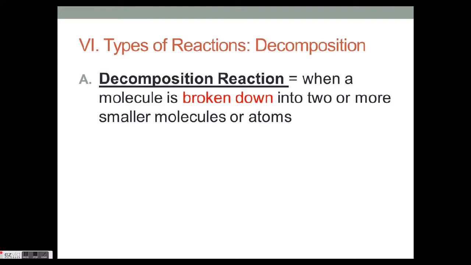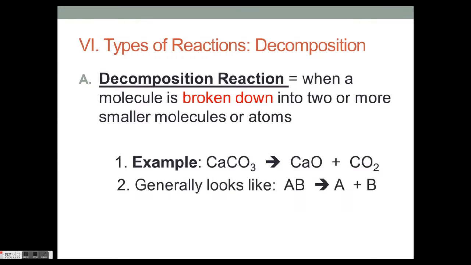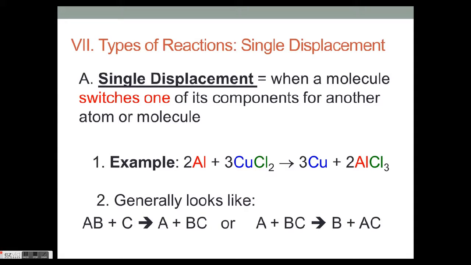Decomposition is when something breaks down. You have one big molecule that breaks down into two smaller molecules or atoms. So if I have this CaCO3, that can break down into CaO and CO2. And again, it's an AB turning into an A plus B.